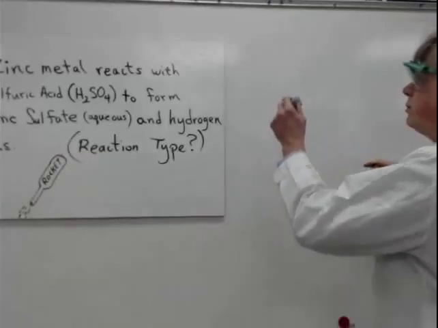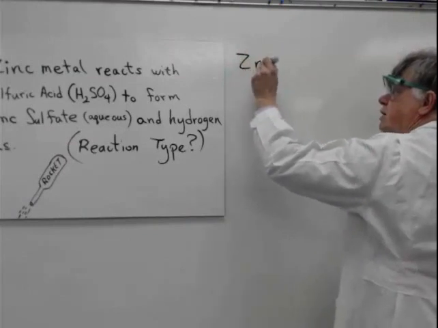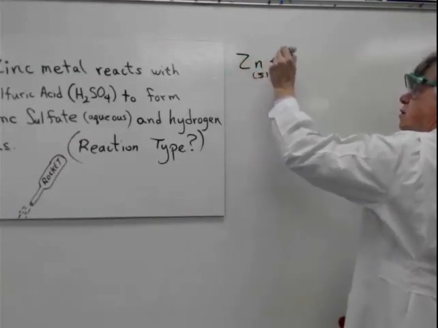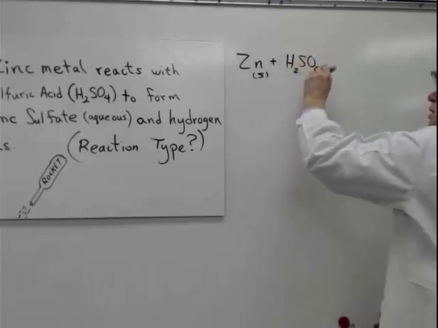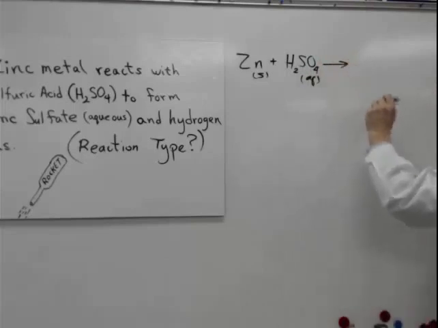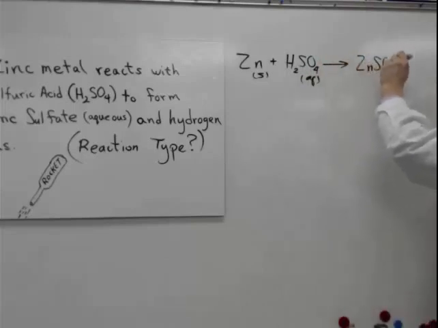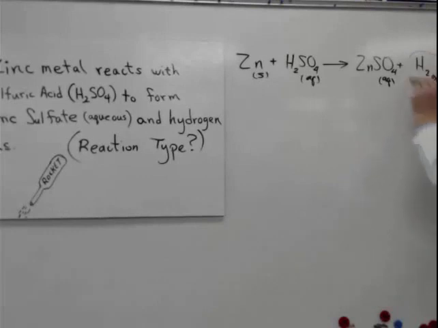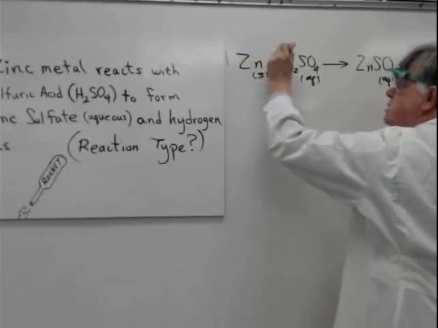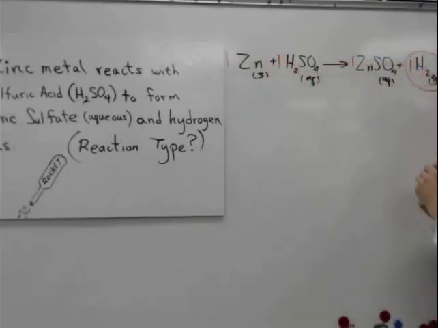So writing out the formula, it is metallic zinc solid plus sulfuric acid, aqueous, reacts to form zinc sulfate, aqueous, and hydrogen gas. Again, the purpose of this reaction is to form hydrogen gas. The hydrogen gas goes into the rocket. It's balanced as it is, 1, 1, 1, 1.